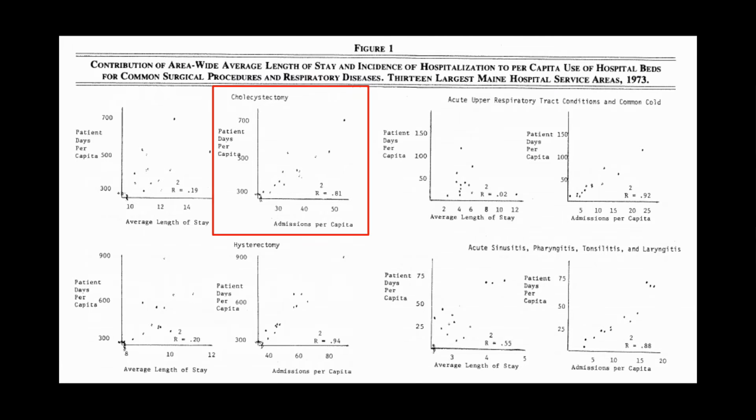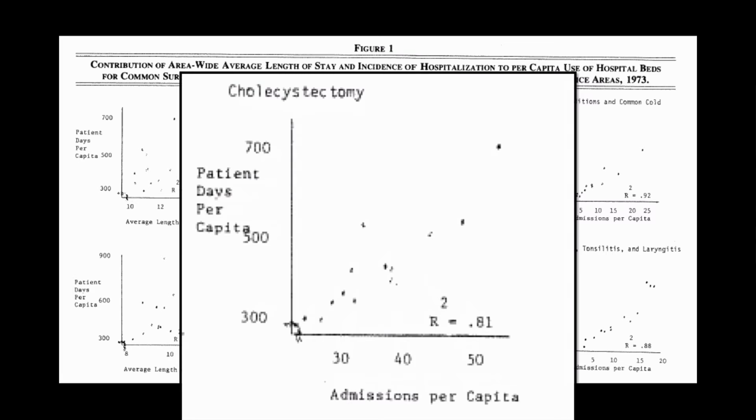And here's cholecystectomy. I'll just bring it up, and we're going to look at patient days per capita versus admissions per capita. And there you can see the resolution isn't very good. There's some statistic there, R squared equals 0.81. I want to talk a little bit about scatter plots and correlation.